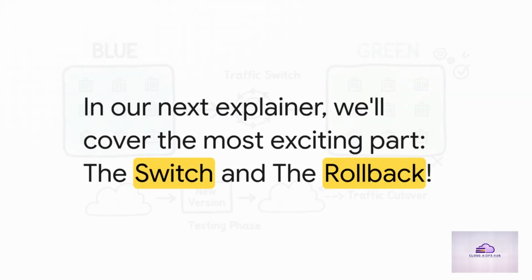So, we've built our two kitchens. They're both up and running, ready to go. What's next? Well, in the next explainer, we get to the really exciting part, the switch, and the rollback. We're going to show you exactly how we redirect that restaurant's open sign from kitchen blue to kitchen green, and, just as importantly, what happens when we need to switch it back in a split second.